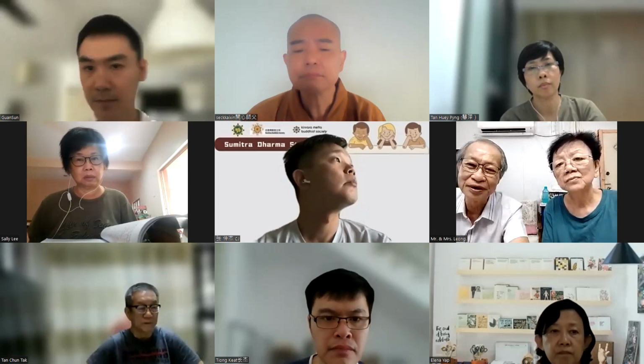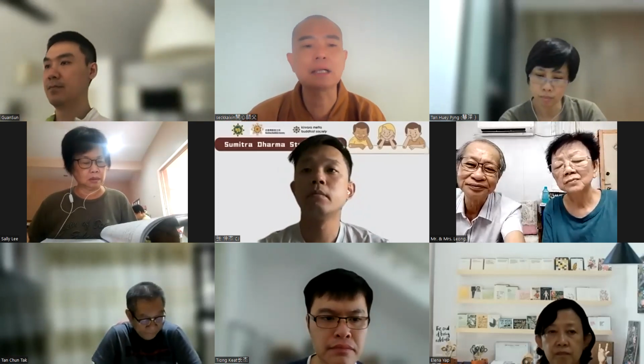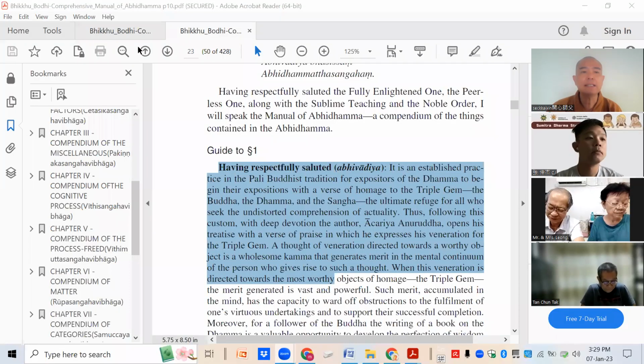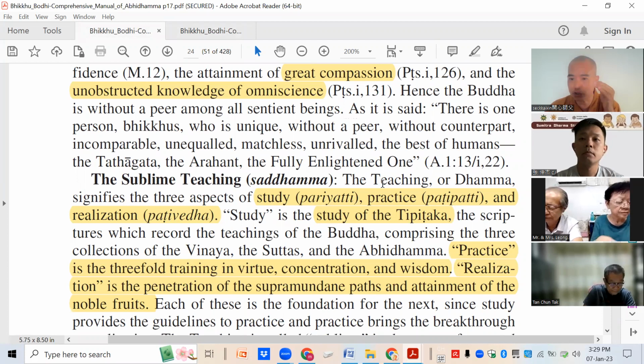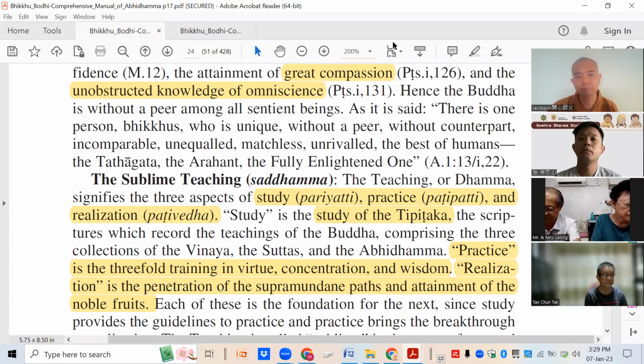Okay, so that we call pariyatti. Then the second is the practice, which we call patipatti. Let's take a look. Patipatti is practice. You have to integrate your jhana with the knowledge from the previous study, in order to get the realization, pativeda. So that is the relationship between the three of them.